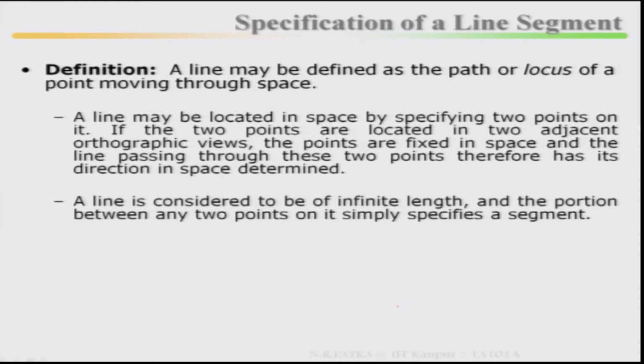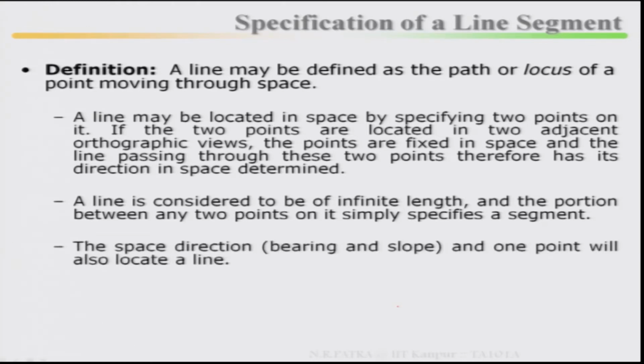These are the definitions. A line is considered to be of infinite length, and the portion between any two points on it simply specifies a segment. Then the space direction, bearing and slope, and one point will also locate a line.